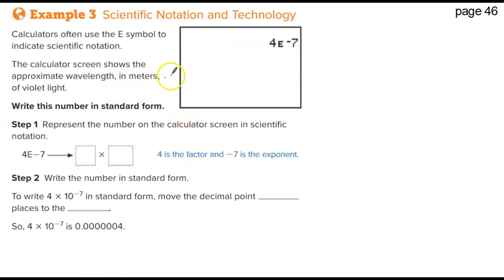So furthermore, on the calculator, if we get the result 4E-7, that means 4 times 10 to the -7 power. That would be how you would write it. Now to write this in standard form, meaning not scientific notation, we would move the decimal point 7 places to the left because it's a small number, it's a negative exponent. And so then they move it from here 7 places left, and that's standard form.